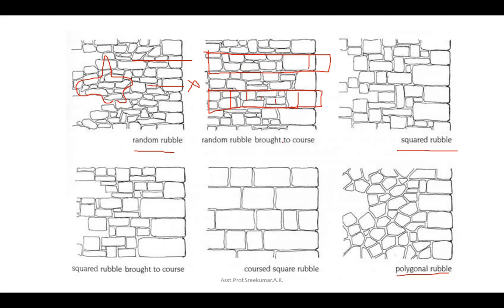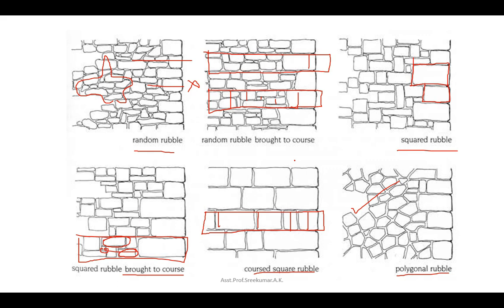In the case of squared rubble uncoursed masonry, the stones are either square or rectangular in shape. In squared rubble masonry brought to course, we can find different courses of stones with stones of different sizes packed in each course. In regular coursed square masonry, each course consists of stones of the same height. In polygonal masonry, stones are roughly dressed to an irregular polygonal shape.